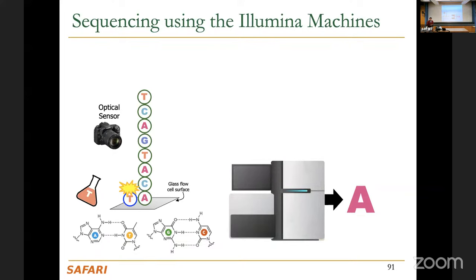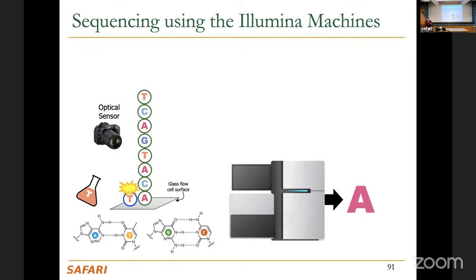So the limitation is the read length. Illumina can generate reads of up to 100 or 200 bases, so it cannot generate much longer reads. And there's basically a particular limitation here, which is due to how we're taking the pictures.